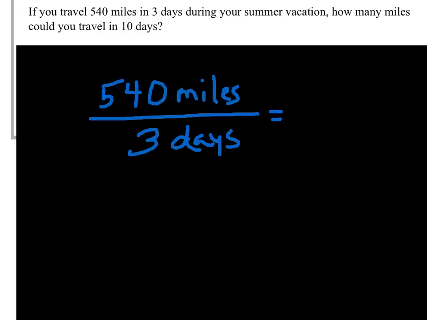So the numerator on the left-hand side already has miles in it. So I'm going to make the numerator on the right-hand side miles as well. Same thing with the denominator. The denominator on the left-hand side are the days, so I'll make the denominator on the right-hand side days as well.